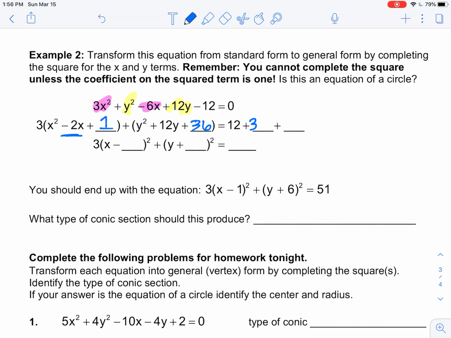On the right side, I have to make sure that I'm thinking about the distributive property. That 1 wasn't really a 1, it was really a 3 times 1. The 36 is just 36, so this becomes x minus 1 squared, y plus 6 squared, and let's see here, 12 and 36 would be 48, plus 3 more, 51. This should produce an ellipse. I have both the x and the y are squared. Both are positive, but they have different leading coefficients for that one.